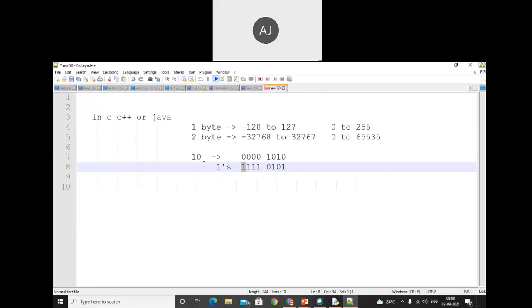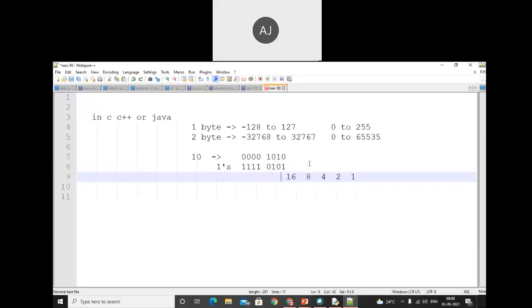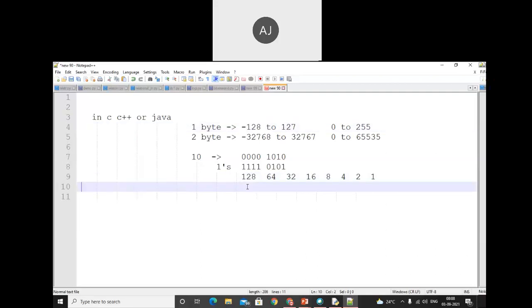When we talk about 8 bits, we calculate like this: 1, 2, 4, 8, 16, 32, 64, and 128. When we count these numbers, we get the 8 bits. Okay, 1, 2, 3, 4, 5, 6, 7, and we all know that in one byte the upper bit is always negative.